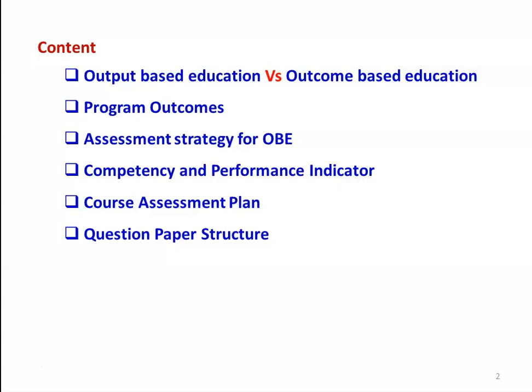What we are going to discuss in this lecture: output-based education versus outcome-based education. We compare the two types of education, and we will focus on the program outcome, the classification of program outcomes, and the assessment strategy for outcome-based education. We define two new parameters, competency and performance indicator, and the course assessment plan and question paper structure.